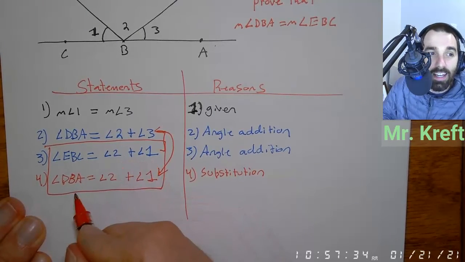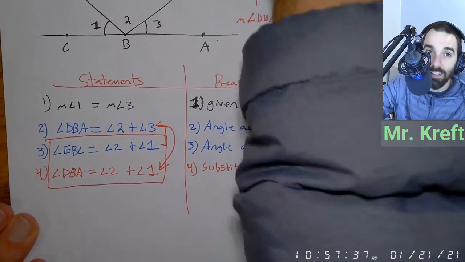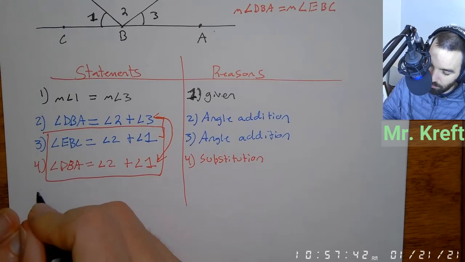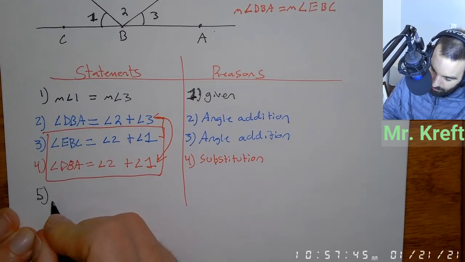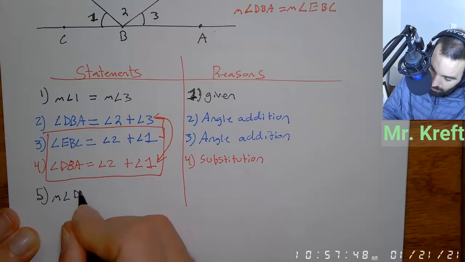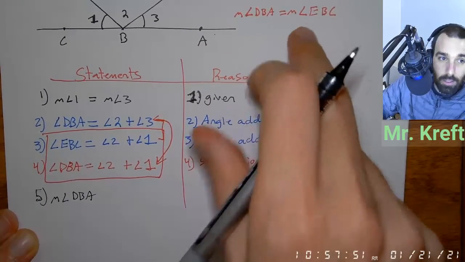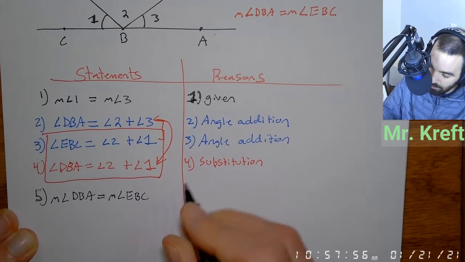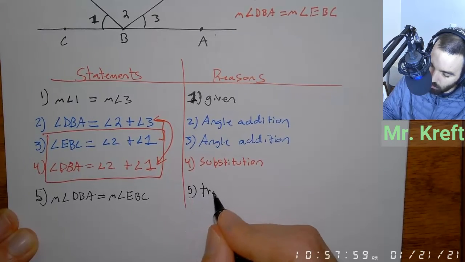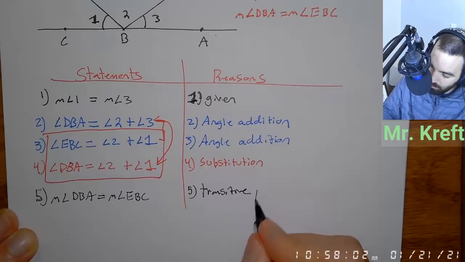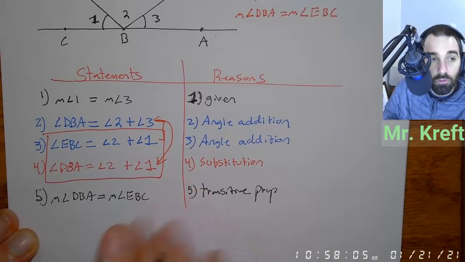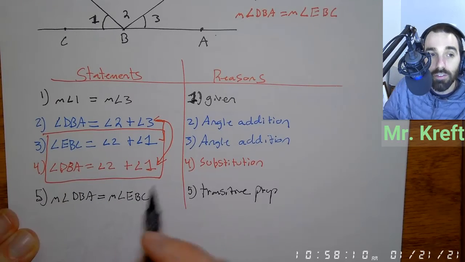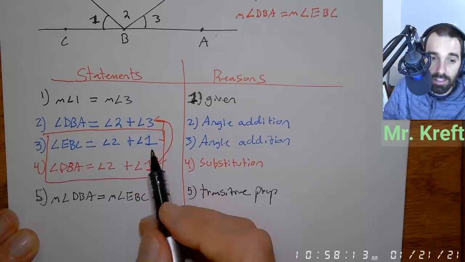Now I have angle EBC equals angle 2 plus angle 1, and angle DBA equals angle 2 plus angle 1. Well, if they equal the same thing, aren't they the same? Yes. So we would end this by saying the measure of angle DBA, and I'm going to write it exactly how they wanted it, is equal to the measure of angle EBC. And for my reason, this is where we use transitive property. And why transitive and not substitution? We use transitive property here because it's chaining a whole bunch of things together. Substitution is only used when you replace one thing.